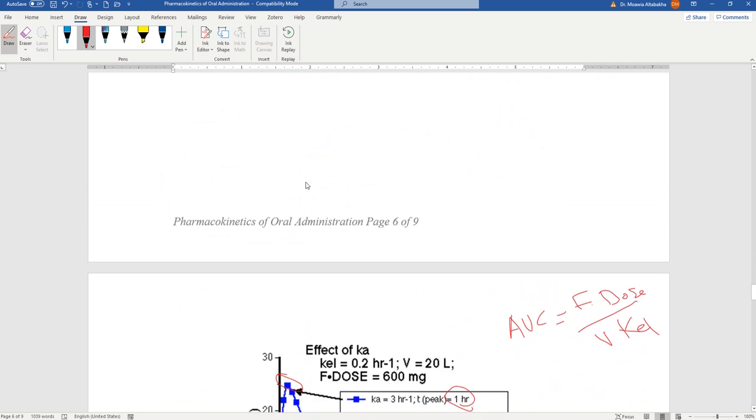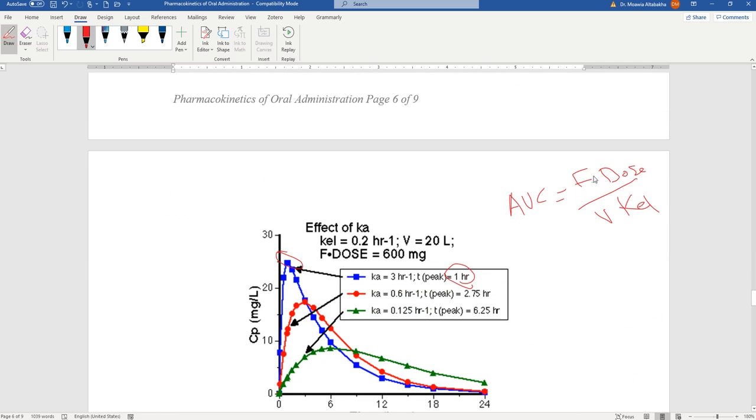Now look here, what will be the effect of F on the AUC? Also direct. If F becomes half, AUC will be half. If F becomes double, of course F cannot be more than 1, the absolute bioavailability cannot be more than 1. If F becomes half, AUC half. F doubles, AUC doubles. Look, direct relationship.